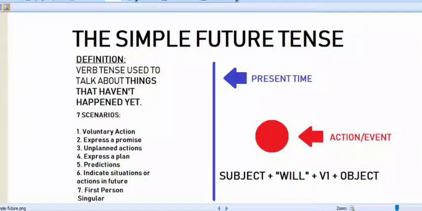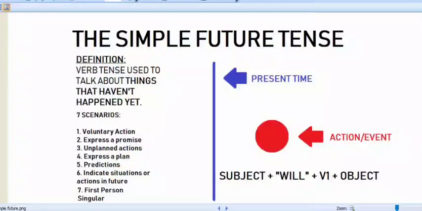In my third video, I have explained the simple future tense in depth. The blue line represents the present time. The red ball indicates action or an event. And from the figure, you can easily make out that the red ball is far away from the blue line, and that too in the future. I have placed the ball in the future.